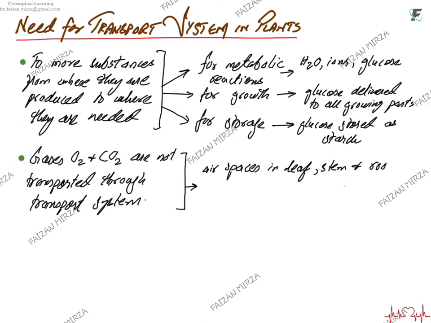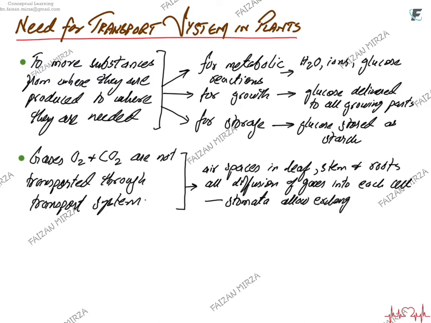The air spaces in leaf, stems and roots, there are plenty of them, and they allow diffusion of these gases into the tissues and into each of the cells. Leaf, stem, roots, they are all organs and they are made up of various tissues. And all these tissues gain these gases by diffusion alone. Stomata is the main part of the leaf through which gaseous exchange occurs, where the air inside the leaf is in continuity with the outer environment.